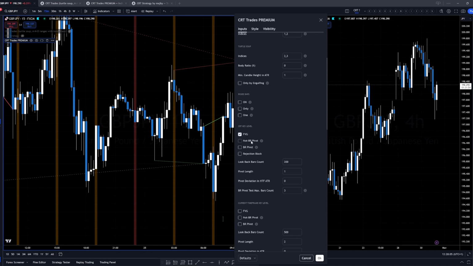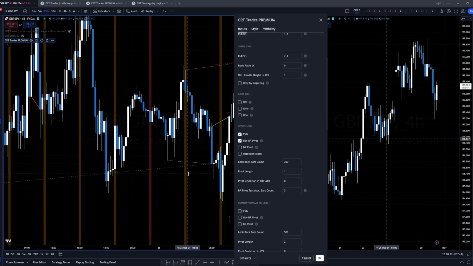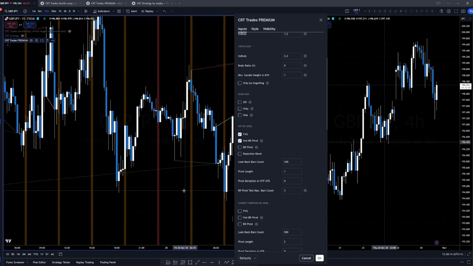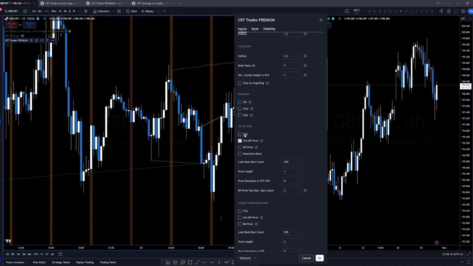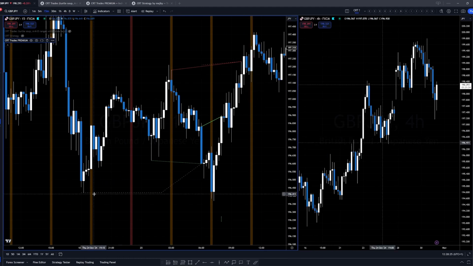Yeah, so also you can show this. This is not filtering. This is only showing, right? So we can show fair value gap key level. We can show not break retest pivot key level, which is this one.